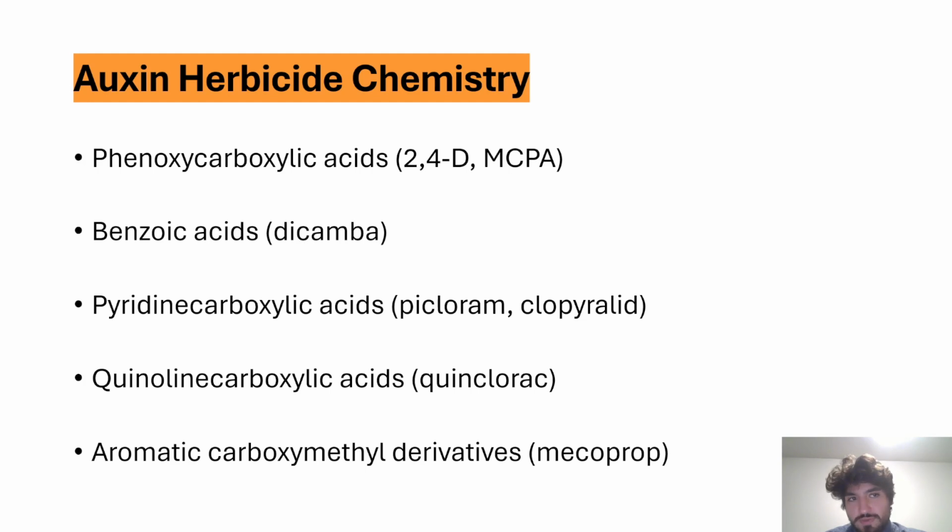This is the chemistry of auxin herbicides. We have these five main families: phenoxycarboxylic acids, that's 2,4-D and MCPA; benzoic acids, dicamba; pyridine carboxylic acids, picloram and clopyralid; quinoline carboxylic acids, where we have quinclorac; and aromatic carboxymethyl derivatives, mecoprop.